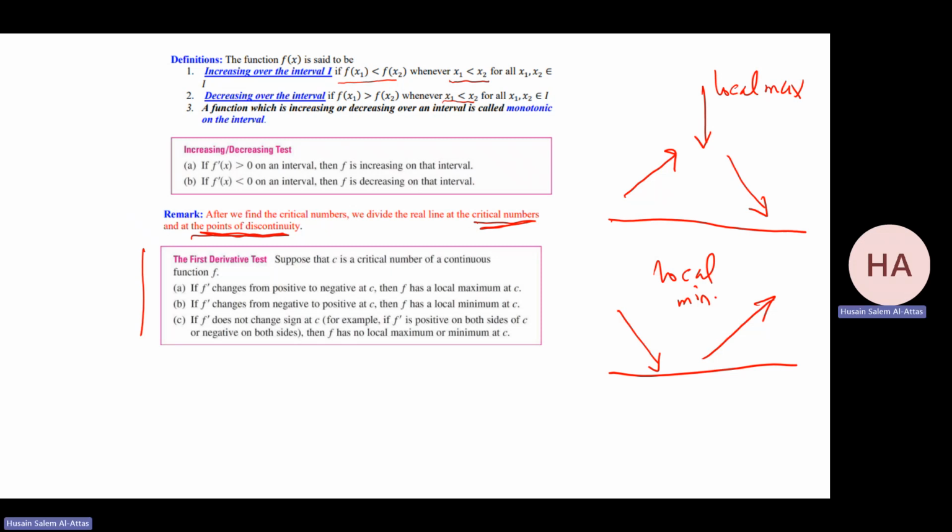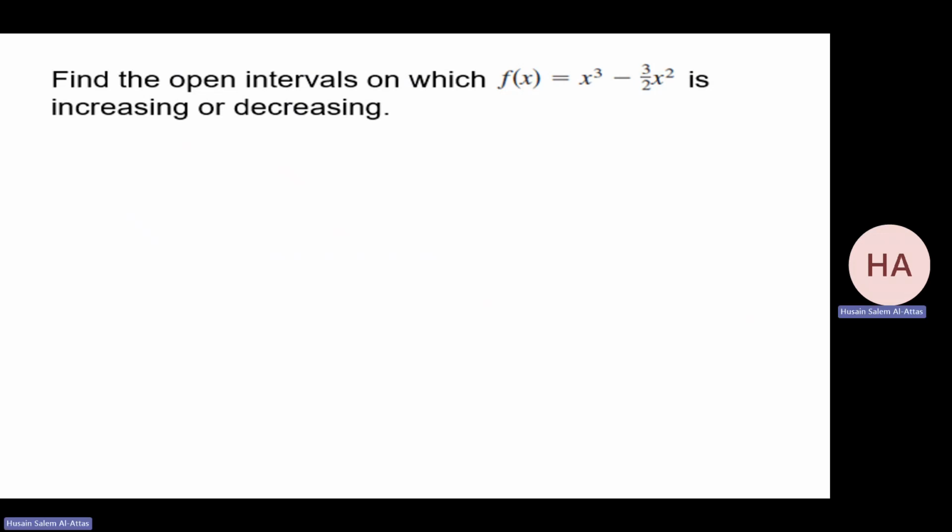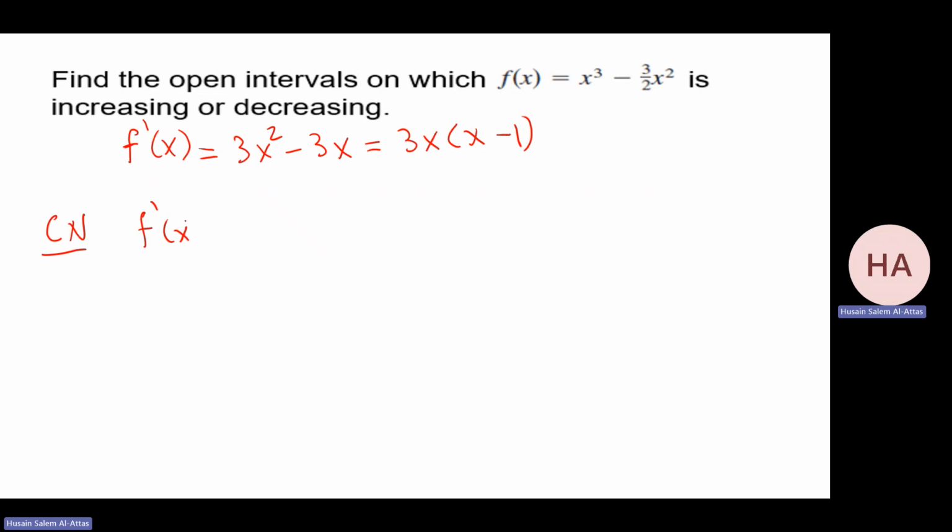So now let us do some problems. I will start with easy ones. I need to check when it is decreasing and when it's increasing. So we need to find f prime. As I said, we need to find f prime. F prime will be 3x squared minus 3x, which is 3x times x minus 1. So find the critical numbers. F prime equal to 0. That means 3x times x minus 1 equals 0. So we have x equals 0 or x equals 1.